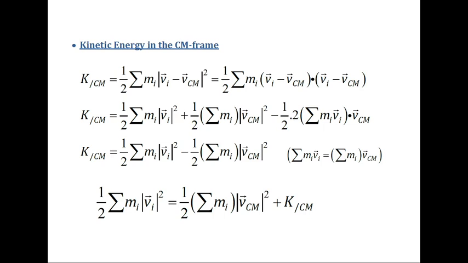So if I look at this relationship, the left hand side is just the kinetic energy of the system from the lab frame, right? The second term is some kind of kinetic energy of the center of mass, and the third term is the kinetic energy of the particles from the CM frame.